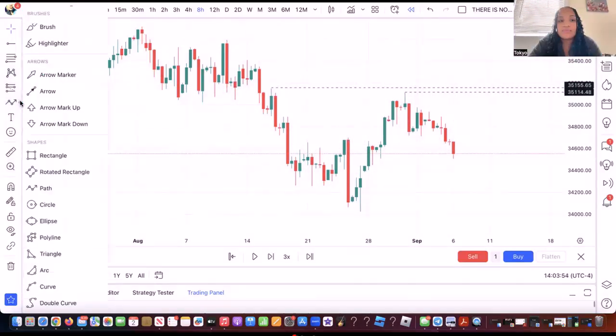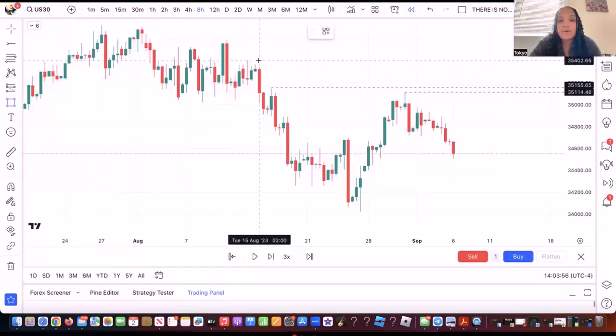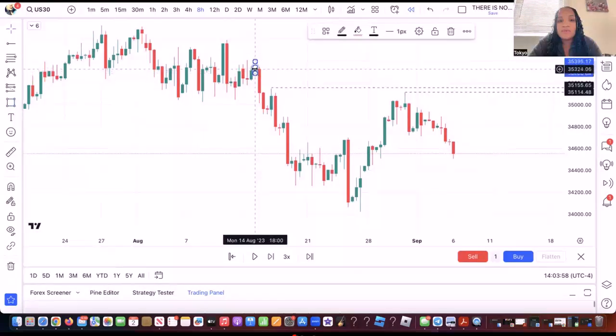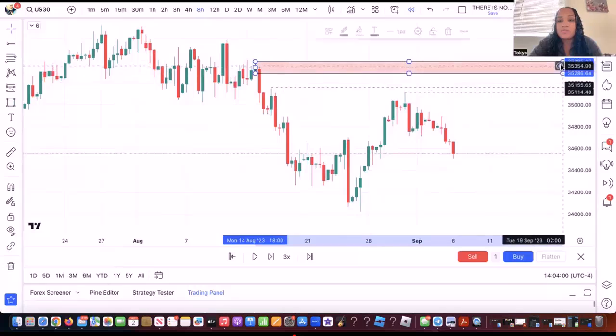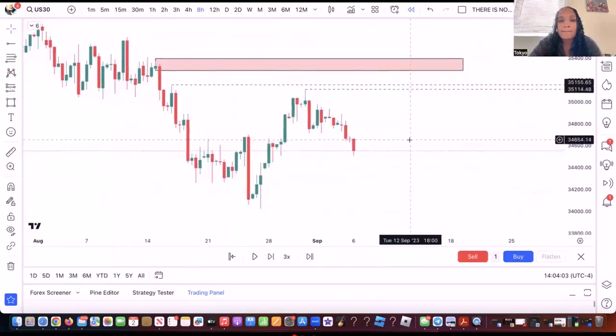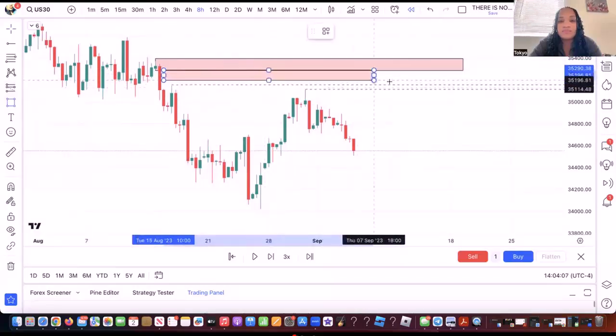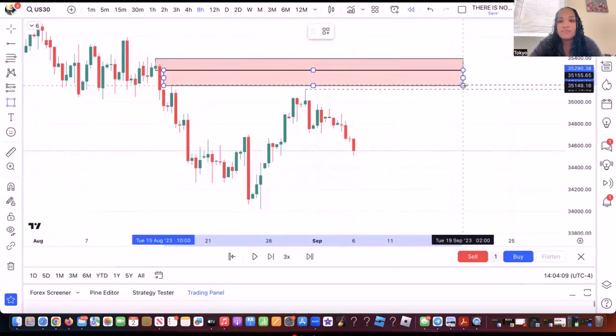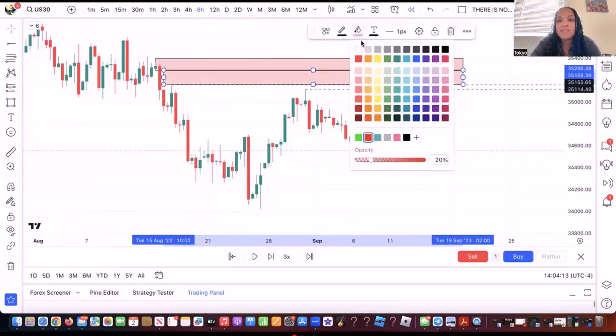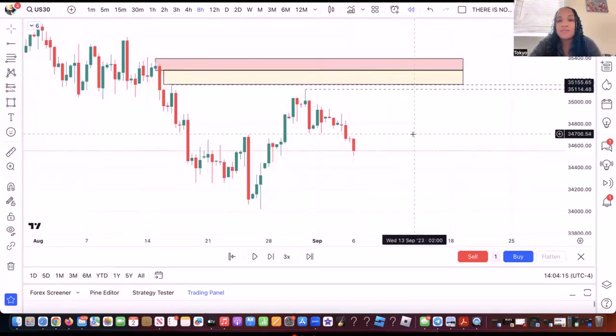And then I see some imbalance. First, I'm going to just identify this as a little OB. And then we have some imbalance in here. Now, just because there's imbalance in this area doesn't mean that price may want to come back as far as that zone at that time. So we have to just be mindful of that.